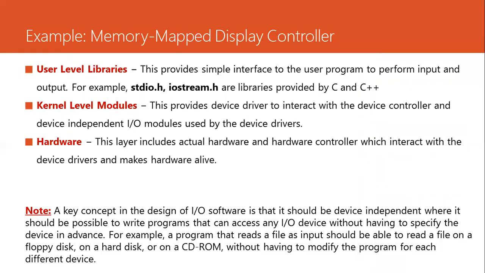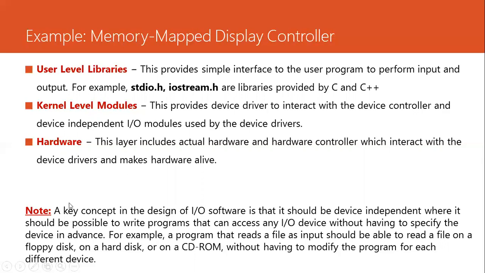As a recap from the last slide, we have the user level libraries. This provides a simple interface to the user program to perform input and output operations, for example, the stdio and iostream provided in the C++ libraries. The kernel level modules provide device drivers to interact with the device controller, and device independent IO modules used by the device driver. So this is basically the part of the kernel IO subsystem. And then you have the actual hardware. This layer includes the actual hardware and the hardware controller, which interact with the device drivers and make the hardware alive.